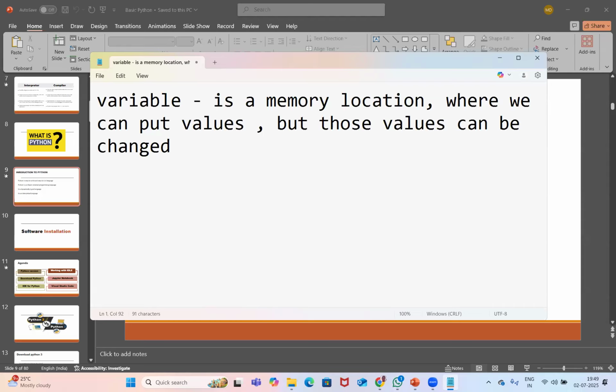But ma'am, in that calculator, that location will not change, right? But the variable will change. I never said that the location will change. I said the values will change. Definitely the location will never change. That's why I said values will be changed. Inside this location, whatever values you put, those are changing. That's why this location is named a variable, because its values are changing, not because the location is changing.